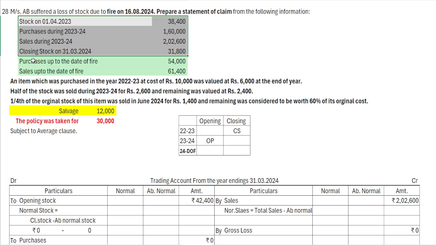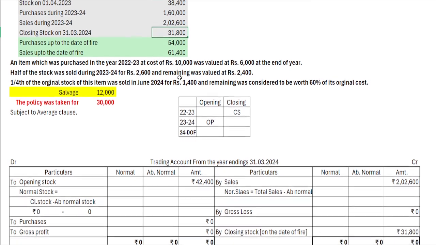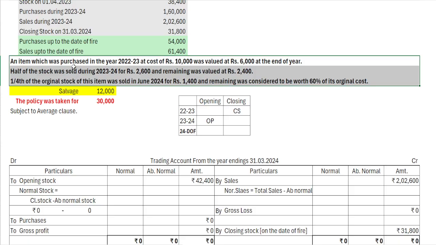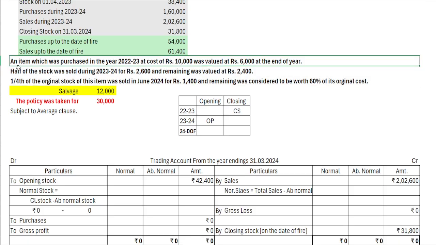Now let's continue. Purchases up to the date of fire and sales up to the date of fire are given, and closing stock on 31st March 2024 will be the same as the opening balance on 1st April 2024. Now here is the important adjustment. An item which was purchased in the year 22/23 at a cost of 10,000 was valued at 6,000 at the end of the year, which means this is a portion of closing stock. 10,000 worth closing stock was valued at 6,000, which means 4,000 is written off.